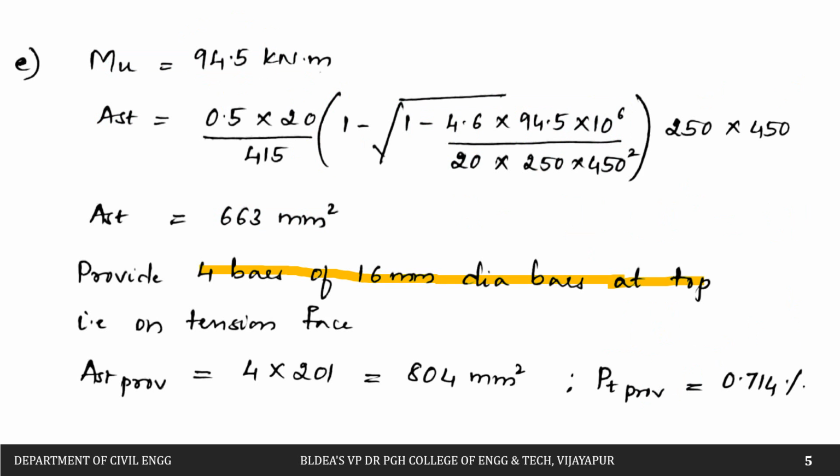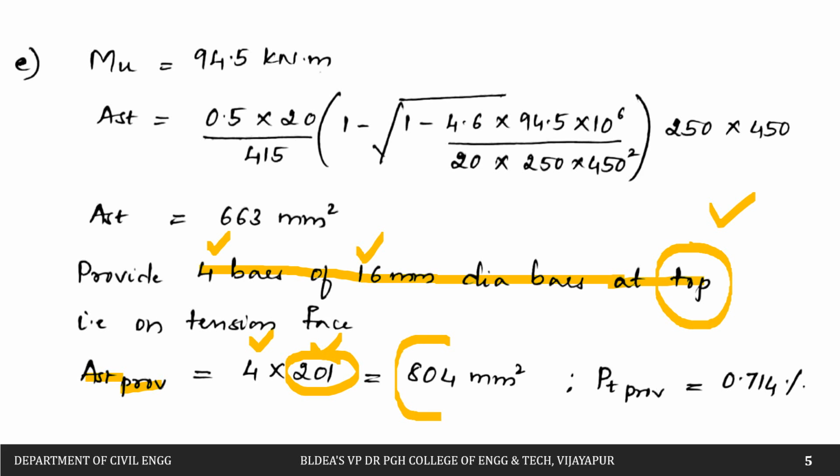As you know, it is a cantilever beam. The reinforcement we have calculated, we are going to provide as the main reinforcement, and main reinforcement is provided at the top. Then next, we'll calculate Ast provided, that is 4 multiplied by 201. For 1 bar it is 201, so 4 bars means multiply by 4. So area of steel provided is 804 mm square. Requirement was 663. So percentage of steel will be 0.714.